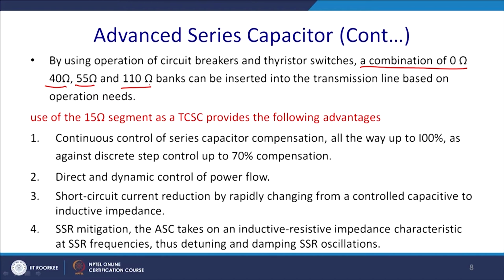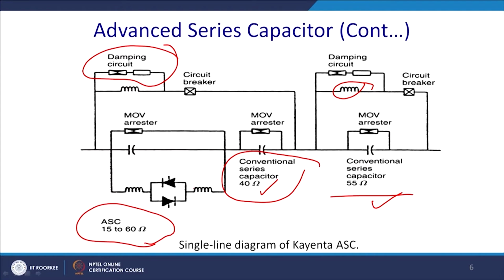The use of 15 ohm segments as a TCSR provides the following advantages. First, continuous control of the series capacitor compensation all the way up to 100%, and second, discrete step control of about 70%. Direct and dynamic flow of power is also possible. Short circuit current reduction by rapidly changing the controlled capacity to the inductive impedance can be done with the help of this segmentation.